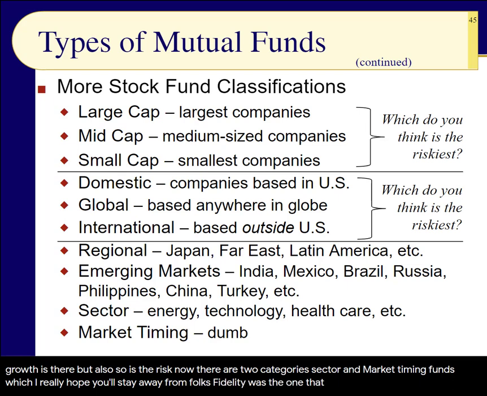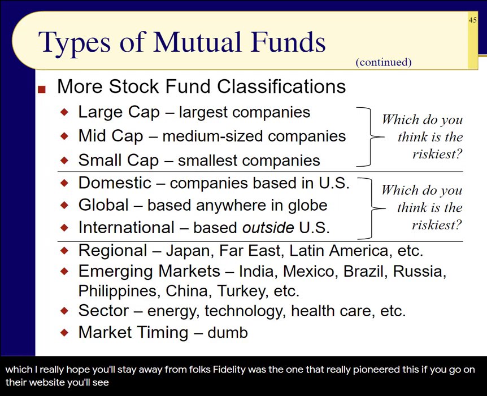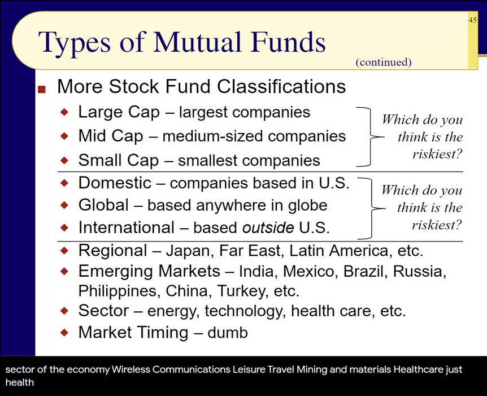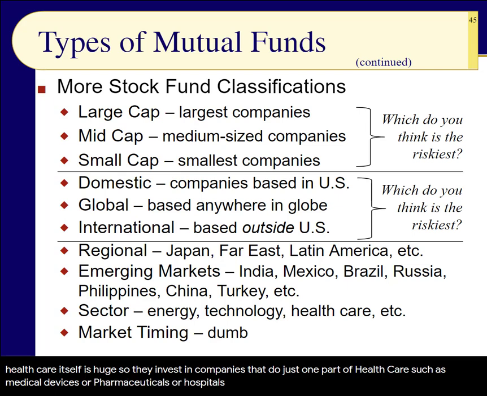Fidelity was the one that really pioneered this. If you go on their website, you'll see they have dozens of sector funds, which invest in companies based in a single sector of the economy: wireless communications, leisure travel, mining and materials, healthcare. Healthcare itself is huge, so they invest in companies that do just one part of healthcare, such as medical devices or pharmaceuticals or hospitals. So again, we want diversification.